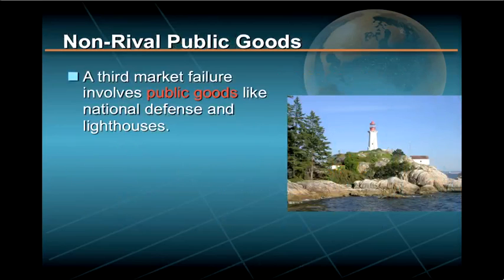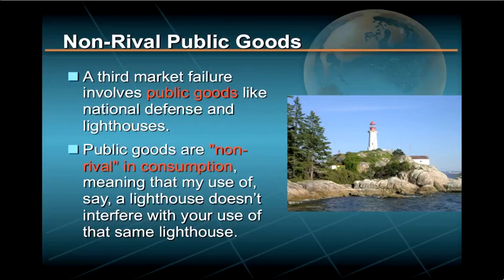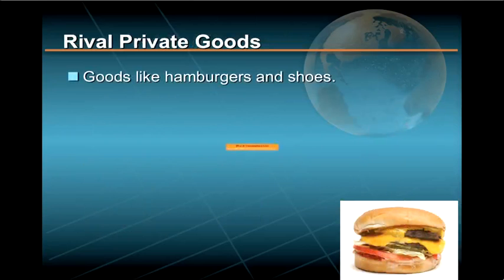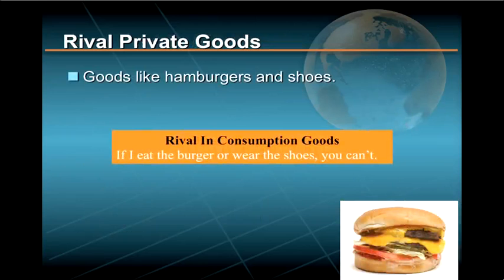Still, a third market failure involves so-called public goods like national defense and lighthouses. The problem with public goods is that they are non-rival in consumption, meaning that my use of, say, a lighthouse doesn't interfere with your use of that same lighthouse. This is very different from goods that are rival in consumption, like hamburgers and shoes. If I eat the burger or wear the shoes, you can't.